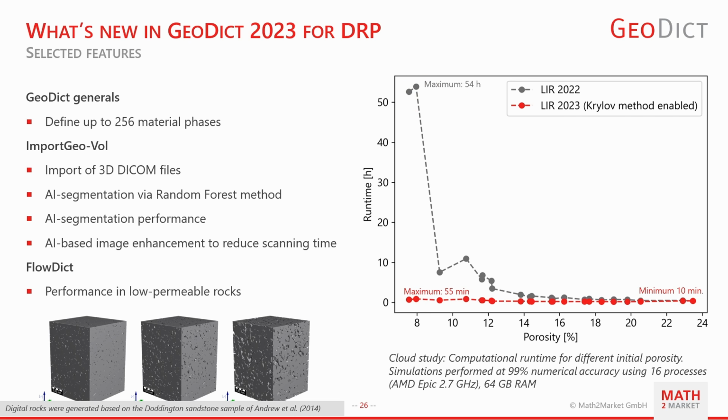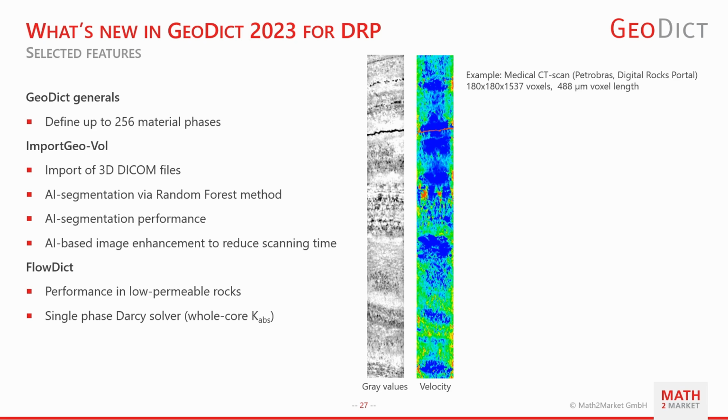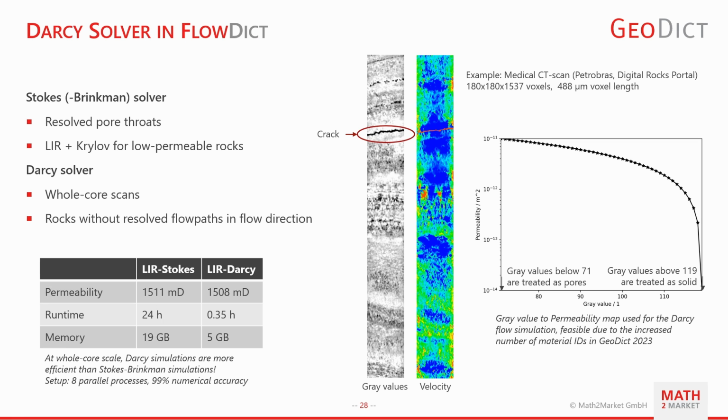and even more. In GeoDict, we have now implemented the often requested single-phase Darcy solver, available with a recording license. We now have two major solver choices for digital core analysis: the Stokes-Brinkman solver that's well suited for rocks with resolved pore throats, and even more with the addition of the Krylov method, and the Darcy solver, which is the method of choice in case of whole core scans, or just whenever you haven't got any flow paths resolved in flow direction.